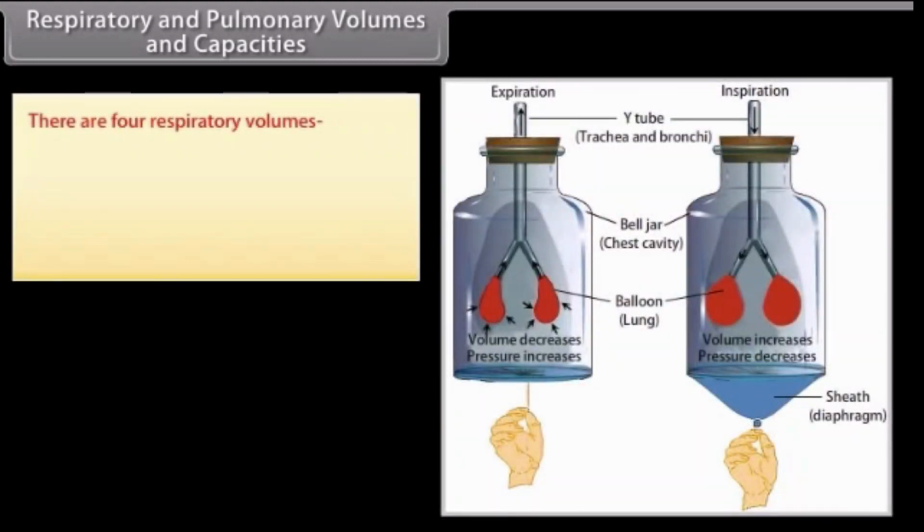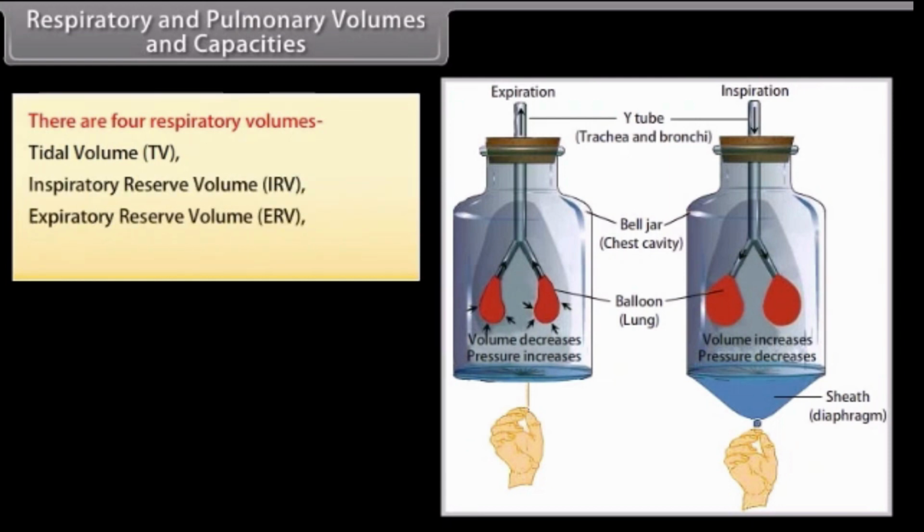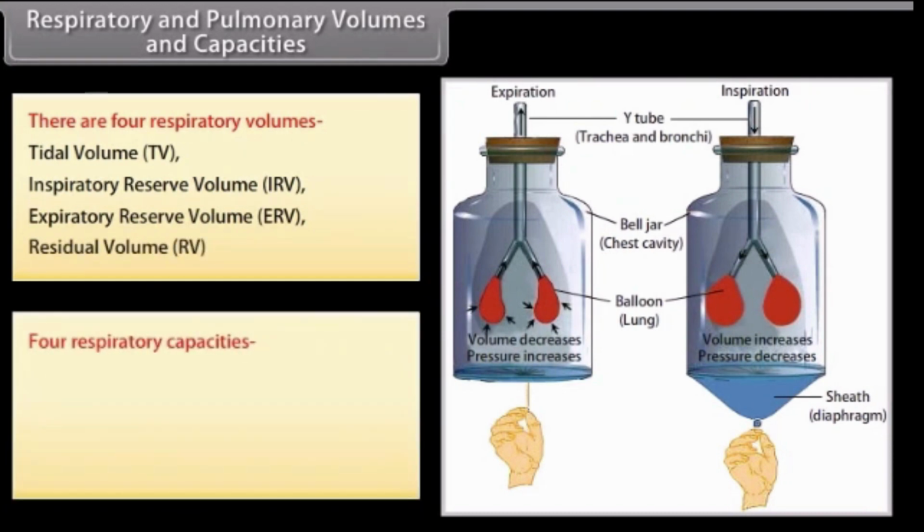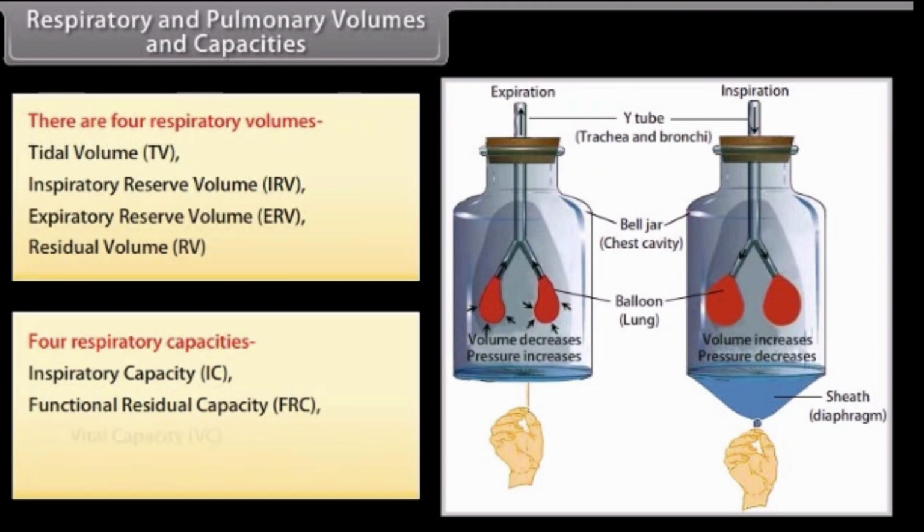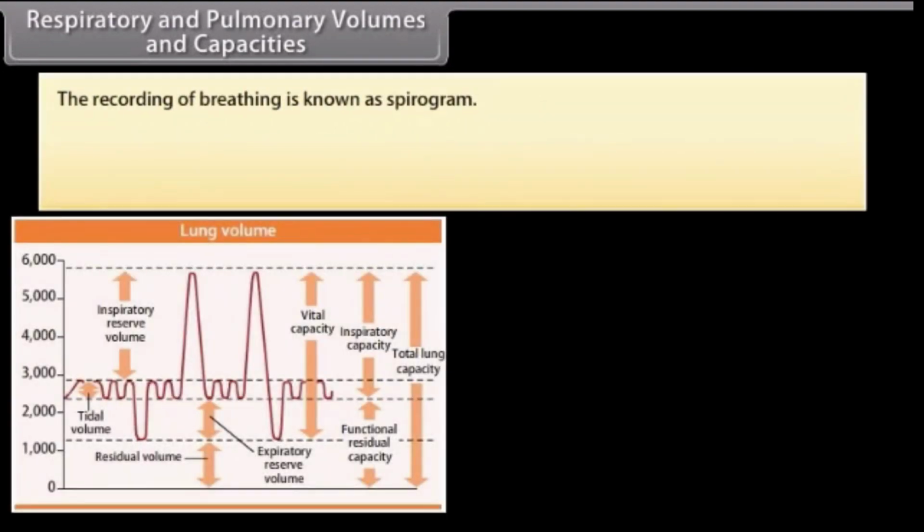Respiratory and pulmonary volumes and capacities. There are 4 respiratory volumes: tidal volume, TV, inspiratory reserve volume, IRV, expiratory reserve volume, ERV, and residual volume, RV, and 4 respiratory capacities: inspiratory capacity, IC, functional residual capacity, FRC, vital capacity, VC, and total lung capacity, TLC. The recording of breathing is known as a spirogram.